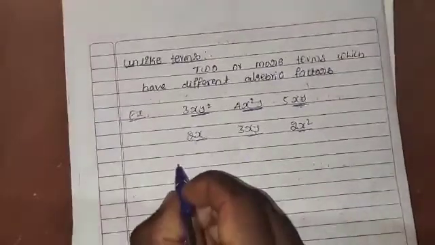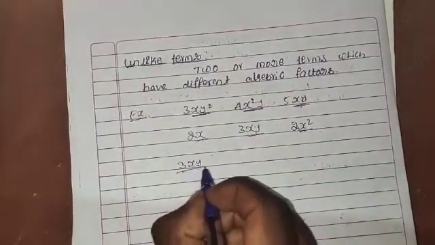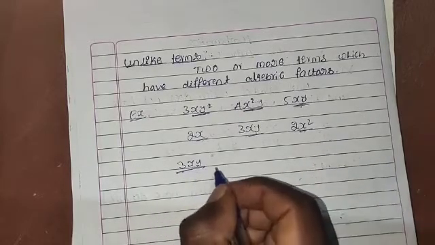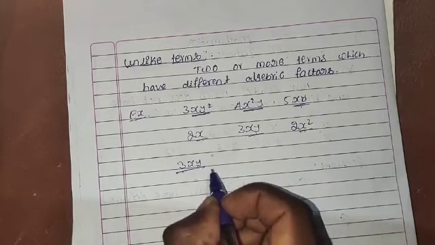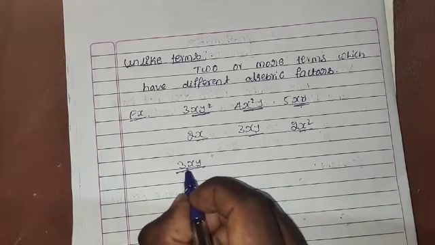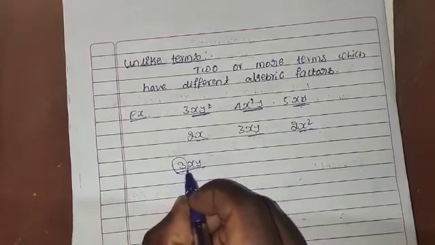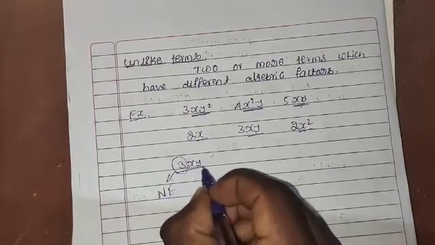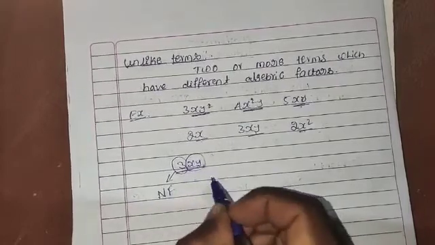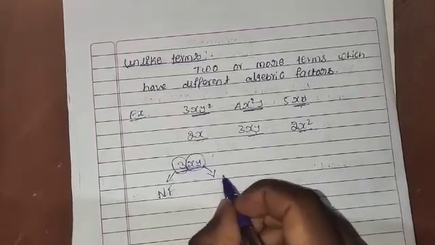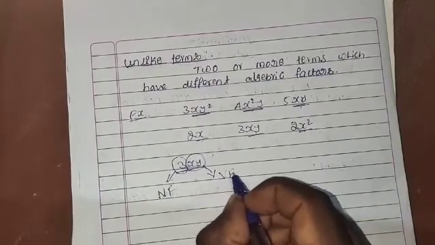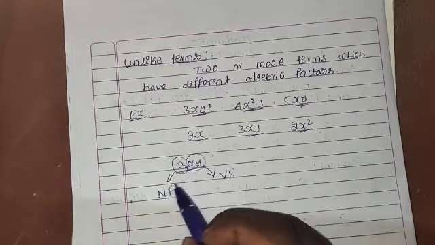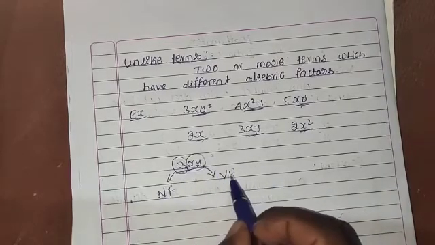If I take 3xy, it is a term because it is the combination of the coefficient and the variable, so it has two factors. One is the numerical factor, another one is the variable factor. The numerical factor means the constant part of the term, and the variable part of the term is called the variable factor. The term has two factors, a numerical factor and a variable factor.